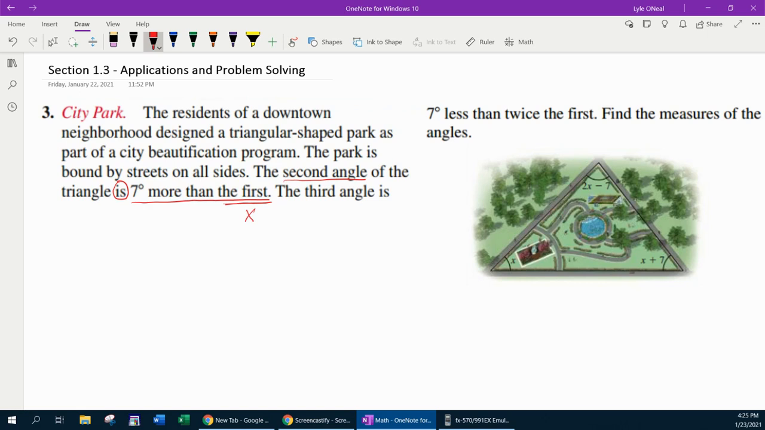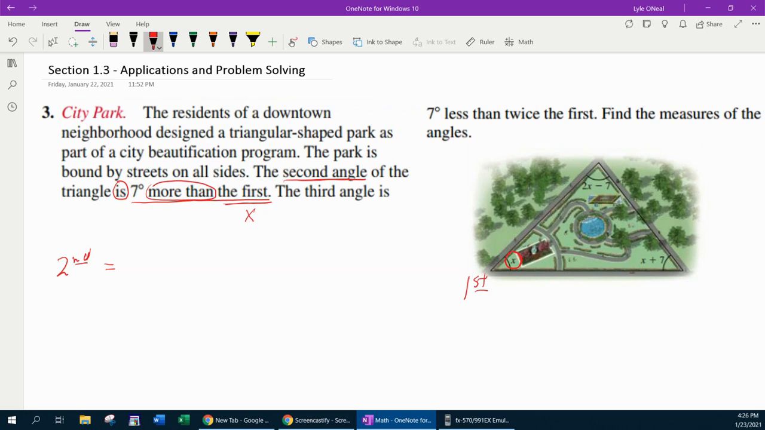Now, if you look over here at your picture, you're going to see that they've already designated this angle as x. And so what we'll do is we'll label that the first angle. Now, for the second angle, it says the second angle is. So the second is, in math, equals. It is 7 degrees more than the first.